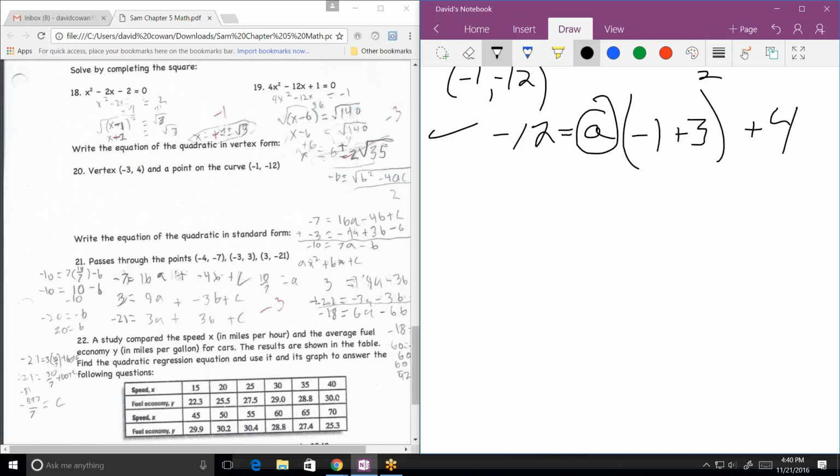So use PEMDAS, the order of operations. What's negative 1 plus 3? Negative 1 plus 3 equals 2. And then 2 squared?